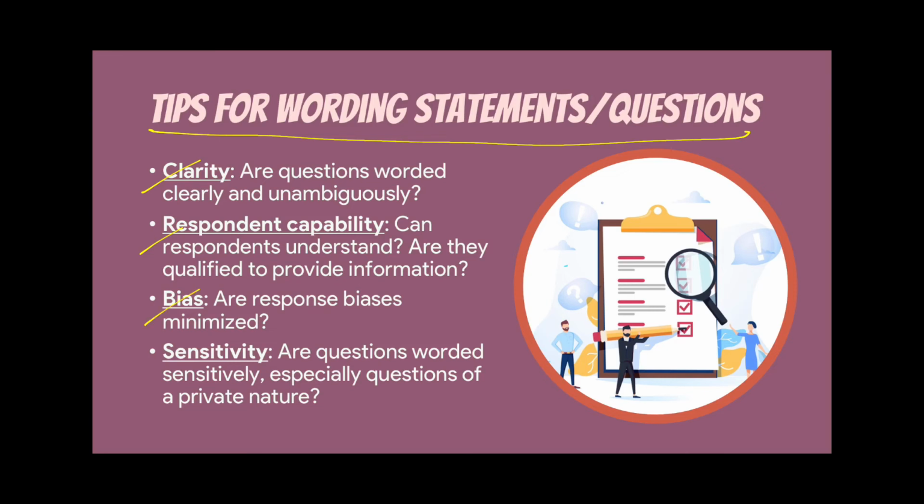Next is bias. Are response biases minimized? You can do this by mixing positively and negatively framed questions or statements into your questionnaire to make sure. And sensitivity. Are questions worded sensitively, especially questions of a private nature? For example, when you ask about sexual or spiritual well-being, you have to be very respectful in the way you are wording your questions.